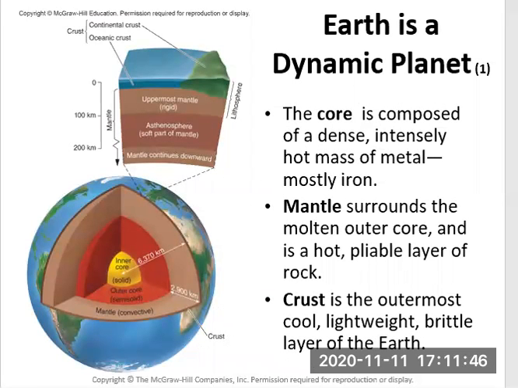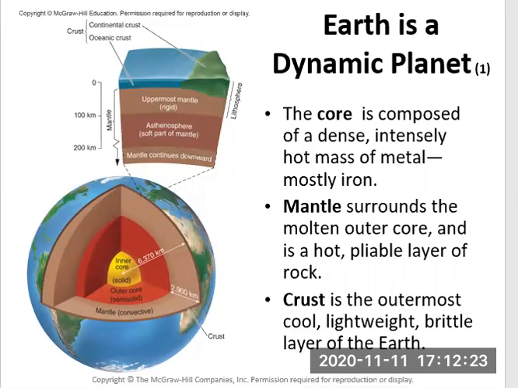As we all know, the earth is a layered sphere. The core, or the interior, is composed of a dense, intensely hot mass of metal, mostly iron, thousands of kilometers in diameter, as you can see in this figure, solid in the center but more fluid in the outer core. This immense mass generates the magnetic field that envelops the Earth. Surrounding the molten outer core is a hot, pliable layer of rock that's called the mantle.